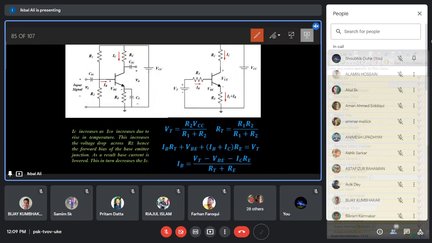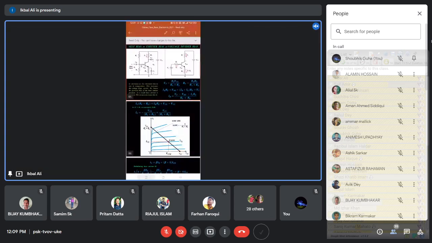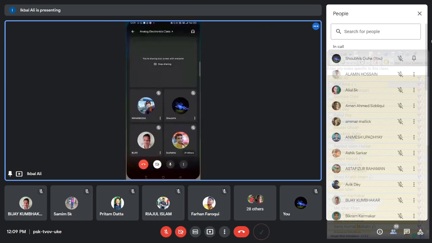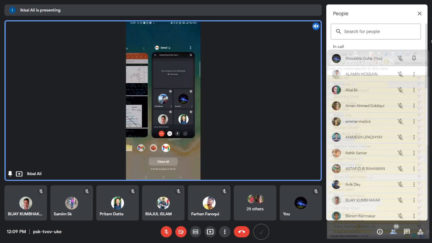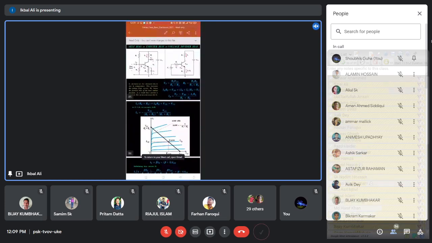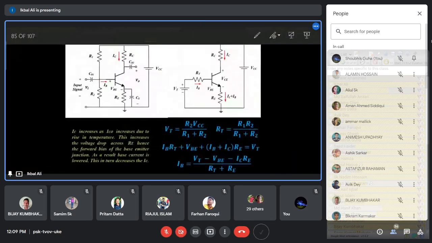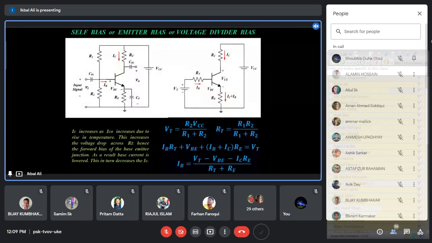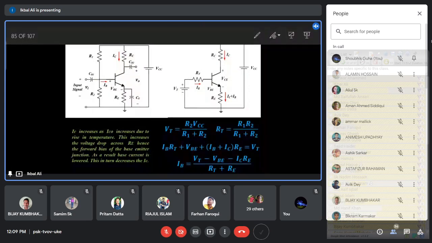These three capacitors are only for the AC operation. That means first you have to bias the transistor, then you have to apply the signal. After the biasing, you have to apply the AC signal. When you apply the AC signal, then you have to consider these capacitors in the circuit. So then your capacitors will come into play.